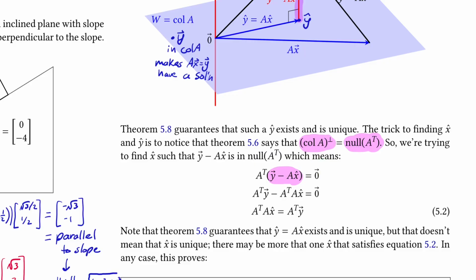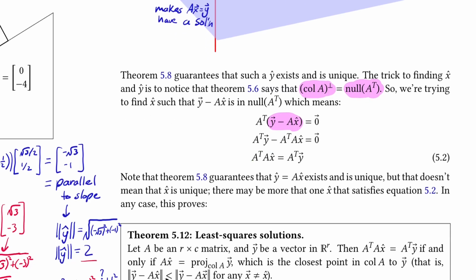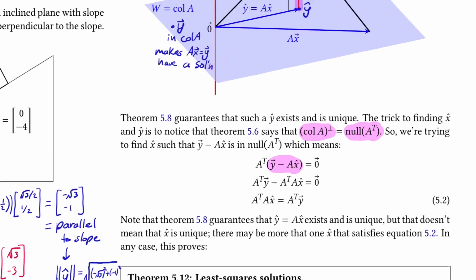So then, if you just distribute the A transpose over this, you get A transpose y minus A transpose times A times x hat equals 0. And just moving things to the other side, this is equivalent to A transpose A x hat equals A transpose y. So we know that this A x hat exists and is unique, but that doesn't mean that x hat is unique, because there might be more than one x hat that satisfies this equation.